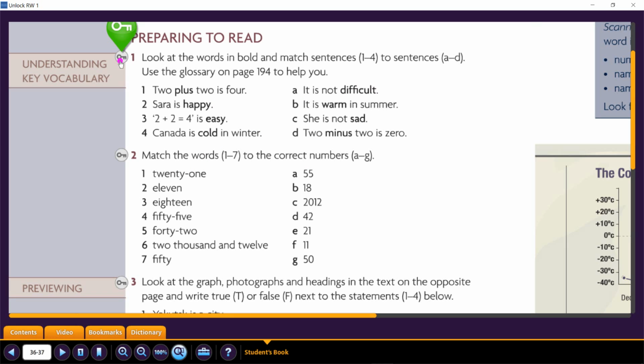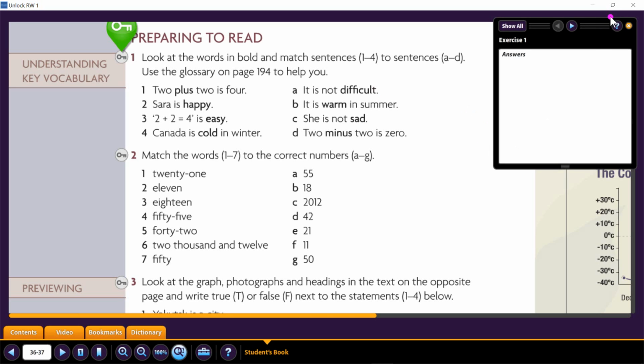Let's start with sentence number 1. 2 plus 2 is 4. Which one from A to D is the suitable match? Ask yourselves, what is the opposite of plus? Is it difficult, warm, sad, or minus? What do you think? 2 plus 2 is 4. The opposite of this sentence is D. 2 minus 2 is 0. So here we have plus, and the opposite of plus is minus. So 1 with D.